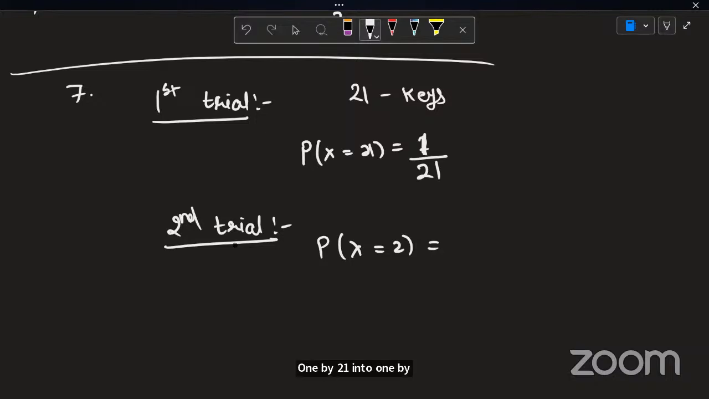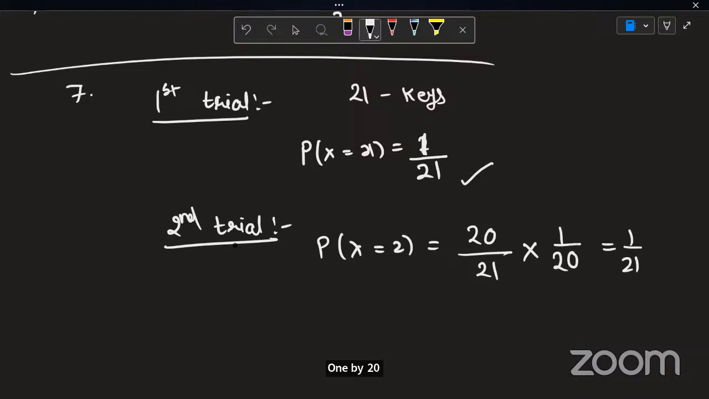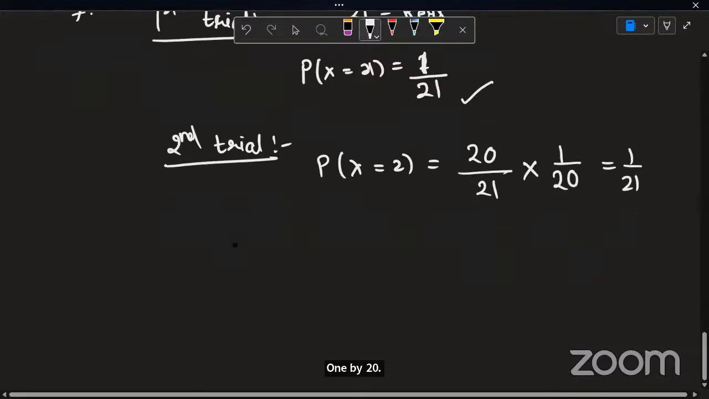But 1 by 21 is the success of the first trial. We need that in the first trial he failed. The first key didn't work. What is the probability that the first key will not work? It's 20 by 21, right? 20 by 21 multiplied by, now you come to the second trial, you get 1 by 20. So again, the probability is 1 by 21. So what if it opens in the third trial?